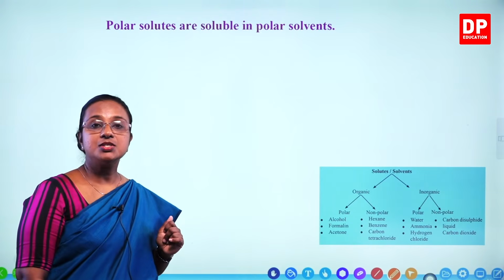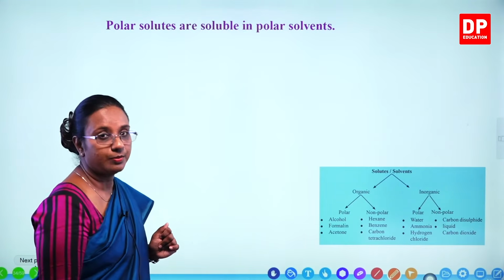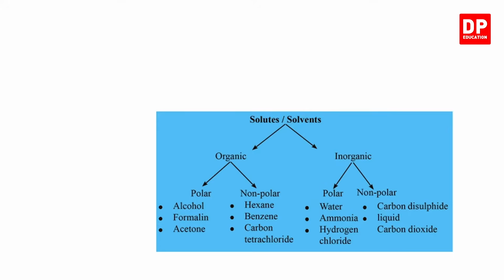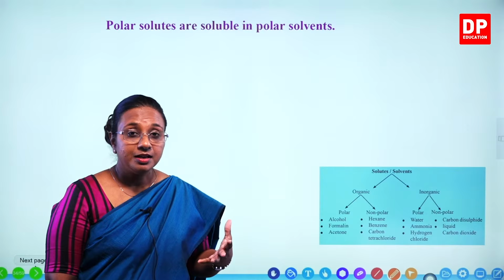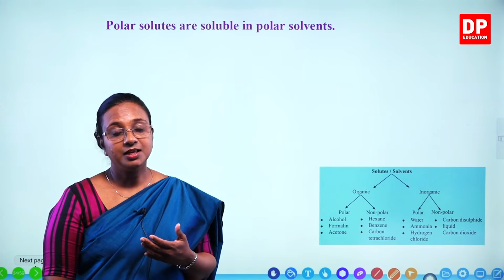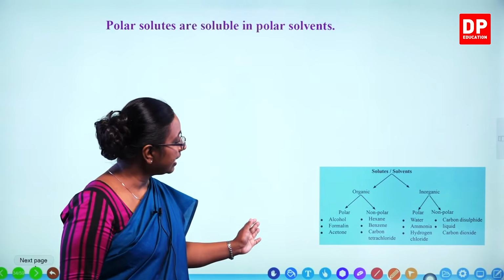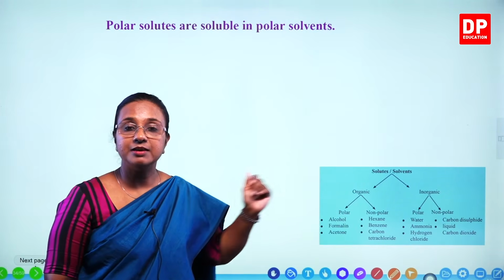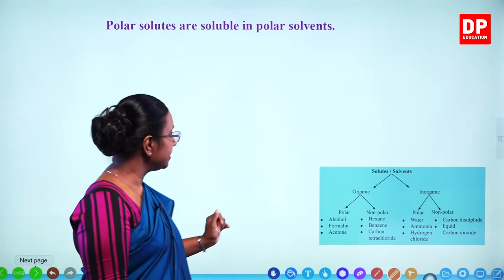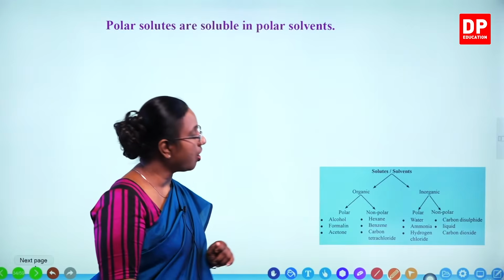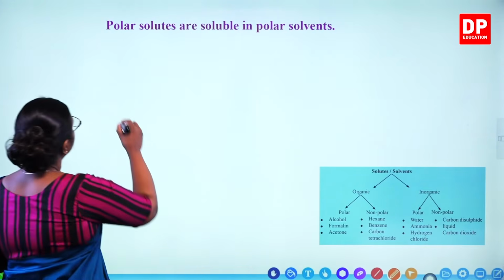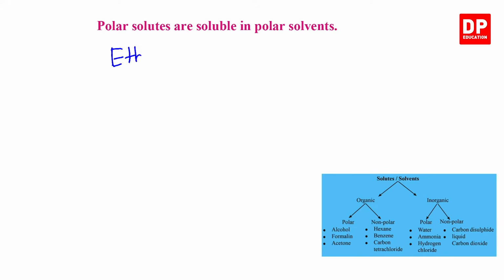Polar solutes are soluble in polar solvents. So here the same 4 groups of solvents and solutes are given to you. We will discuss some examples. I told you all, like dissolves like. Polar solute dissolves in polar solvent. We can take any example from the given substances. Let me take alcohol, the first organic polar solvent. Alcohol is ethyl alcohol.